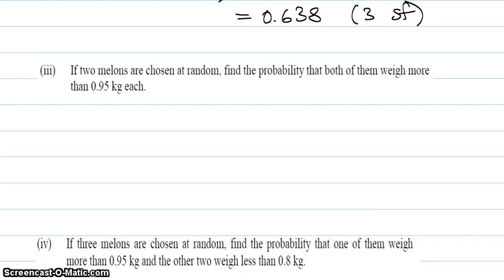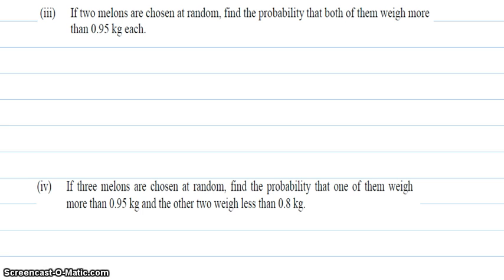Part 4. If two melons are chosen at random, find the probability that both of them weigh more than 0.95 kg each. In this one, we're looking at two separate experiments. Firstly, we take one melon and see, is that bigger than 0.95? Then we take another melon and see, was that bigger than 0.95? These events are obviously going to be independent. Weighing one melon doesn't change the weight of another, right? So that means that I'm just going to multiply the probabilities together.